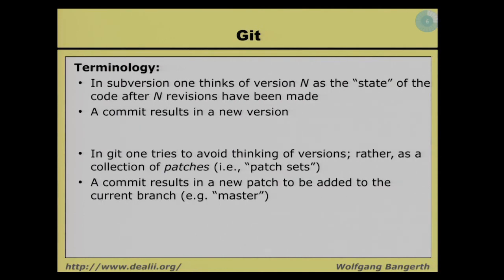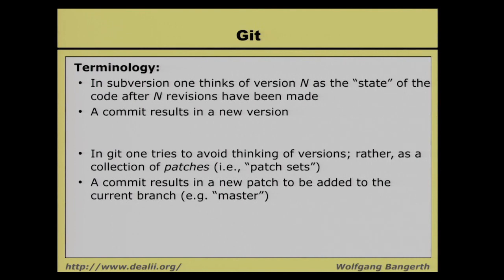Other things. In Subversion, you typically think of a revision as something that denotes the state of the code after n revisions have been made. So when somebody says "in version 5," for example, what they mean is the collection of source files at the time when revision 5 was committed. So that's something like the state. Every commit results in a new version and a new state of the repository.